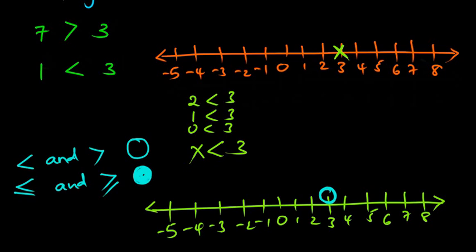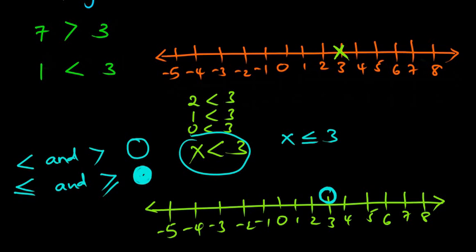Now look at this. If we had x is less than or equal to 3, this means that 3 is also part of this inequality, because x is either less than 3 or equal to 3. So 3 could be part of this inequality. But for this case, we have x is only less than 3. So 3 is not part of the inequality. So that's why we use an open circle.